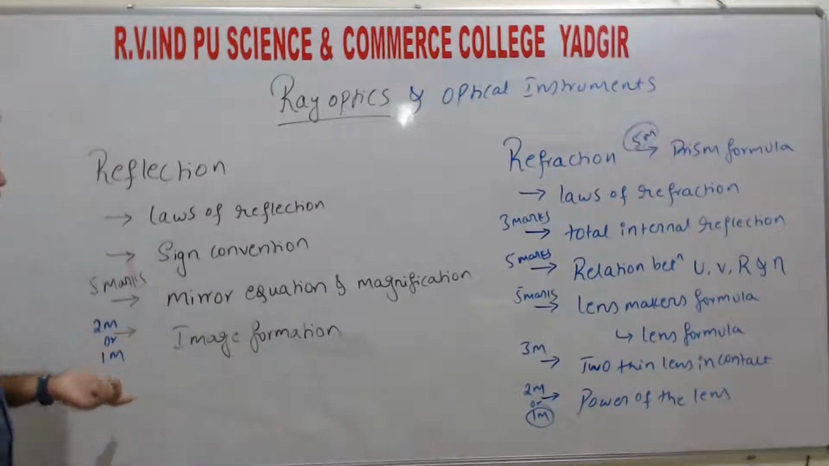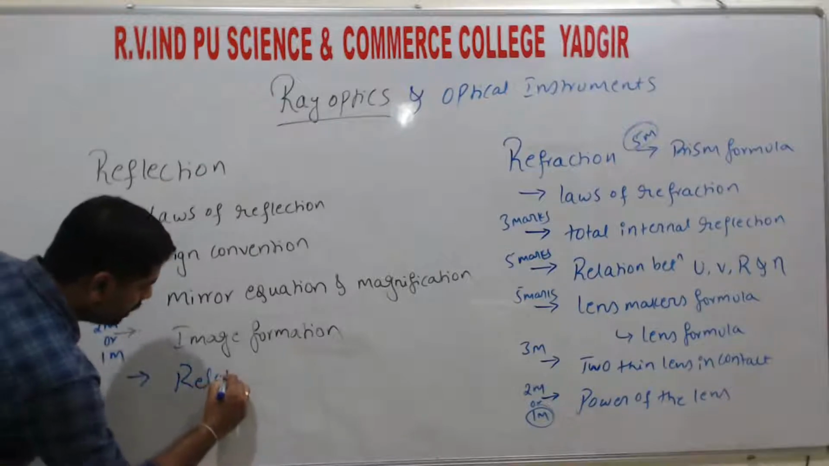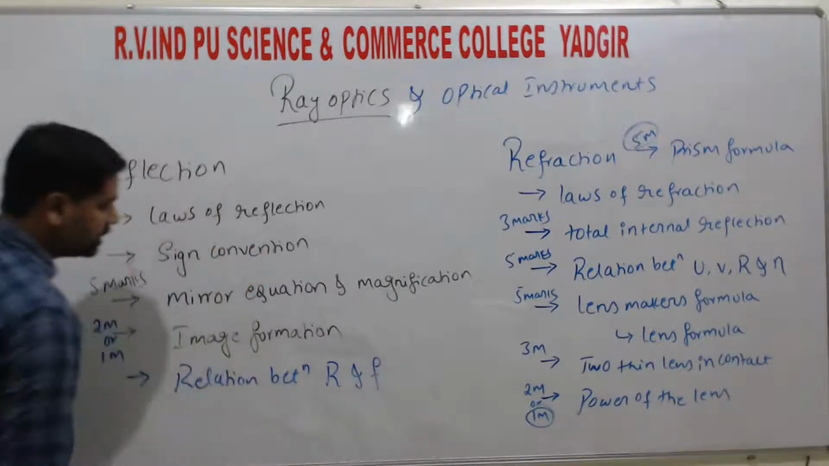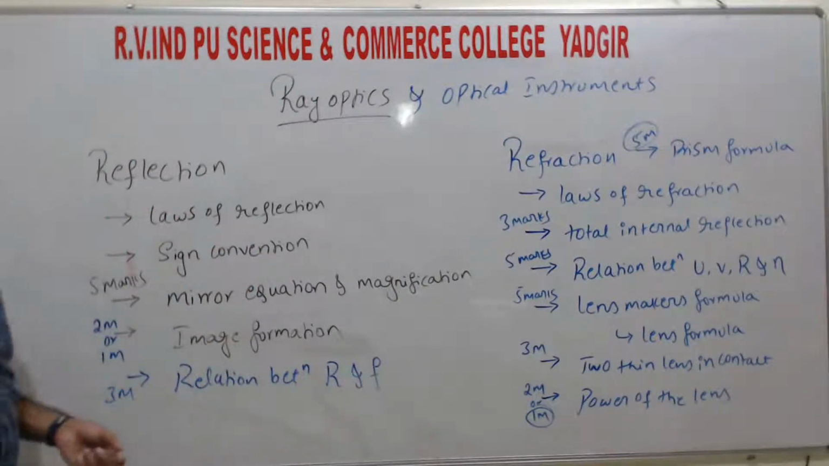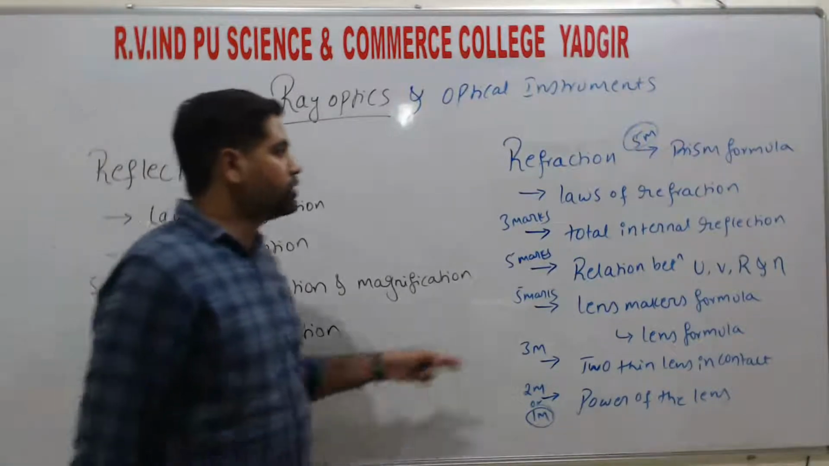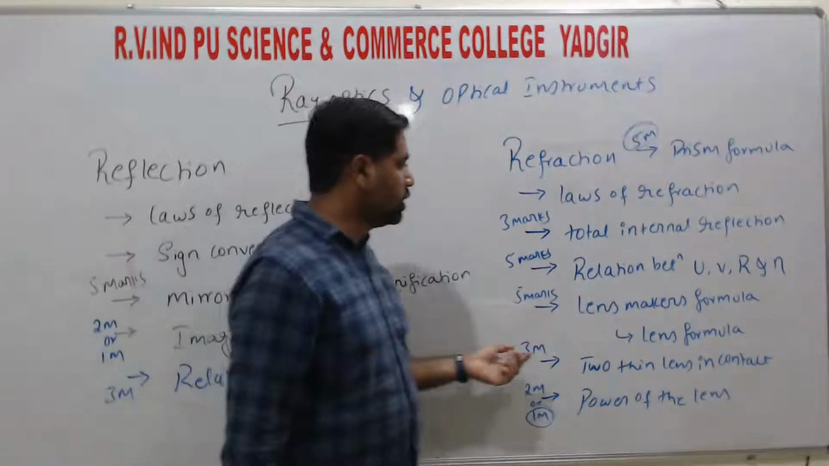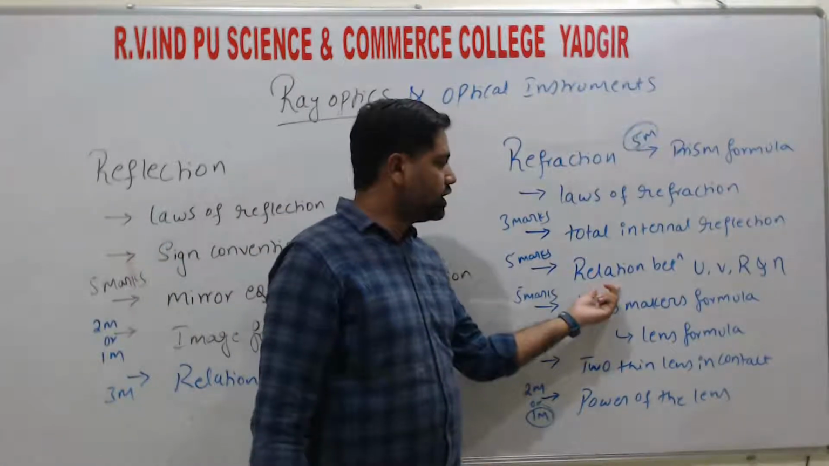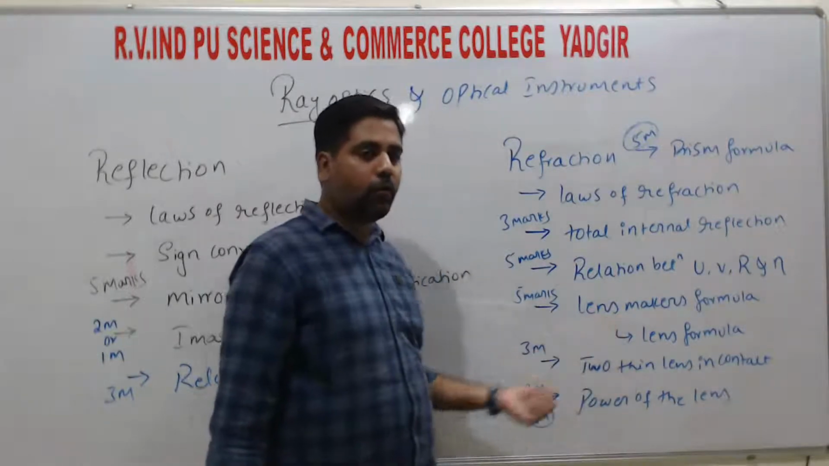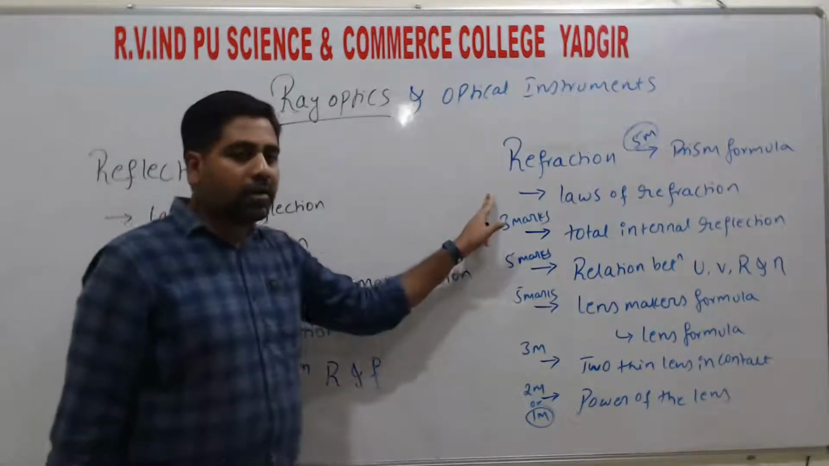And this year they asked one more topic here, that one is the relation between R and F. This year they asked this question for 3 marks. That is in the topic reflection, right? Prism formula they asked as a 5 marks numerical problem, right? In the last year, that is in 2019, they asked the relation between U, V, R and N, and again they asked the lens maker formula for 5 marks derivation, right? So these are the topics on reflection and refraction.